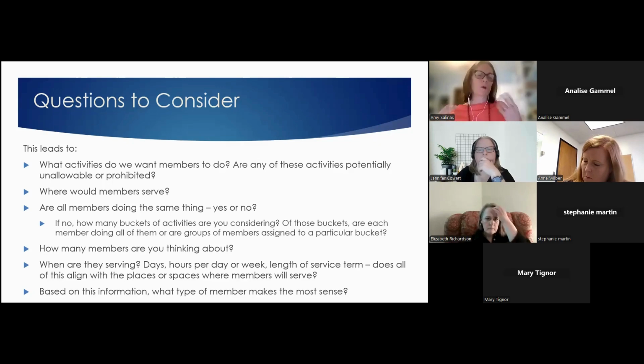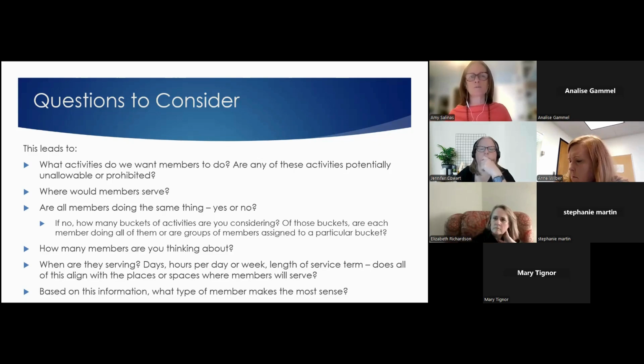And then you're going to have to think about where they would serve. Are all our members doing the same thing, or are they doing some different things? Maybe all your members are doing the exact same thing, or half of your members are doing one thing and half are doing another. Or you have three buckets, and a third is doing this, a third is doing this, and a third is doing this. You have the opportunity to think through whatever design will help you move the needle on the problems you're trying to address. And then, based upon that, you have to think about how many members we are thinking about.